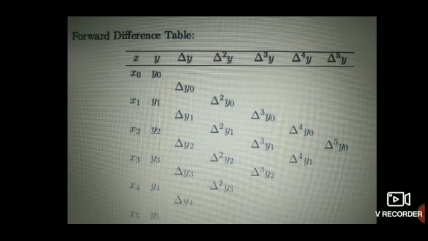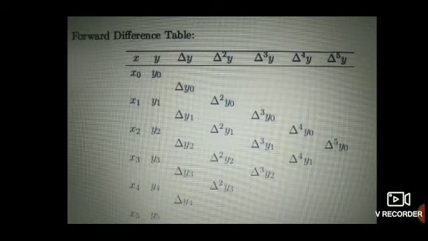Now continuing, delta cube y, that means the difference of second forward differences, that is delta square y1 minus delta square y0, we write as delta cube y0. Delta square y2 minus delta square y1 we write as delta cube y1. Delta square y3 minus delta square y2 we denote as delta cube y2.